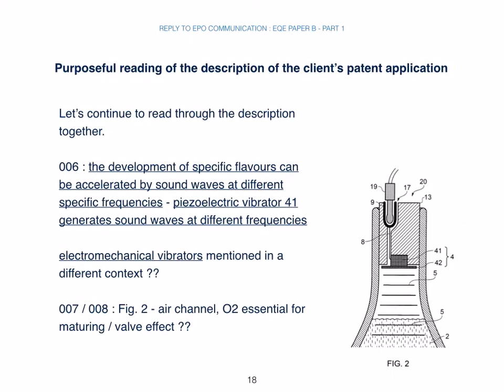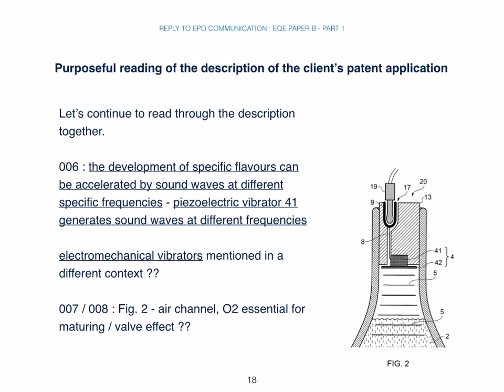If we now turn over and we go to paragraph 6, we find that here there is some important information about the development of specific flavors can be accelerated by sound waves at different specific frequencies, and piezoelectric vibrator 41 generates sound waves at different frequencies. This is related to the advantage that the client stated. There is a passage at the end of paragraph 6 concerning electromechanical vibrators, and although electromechanical vibrators are disclosed, it seems that they are disclosed in a different context, and we're going to have to check that as we read along to know whether there is a basis for broadening the claim to electromechanical vibrators.